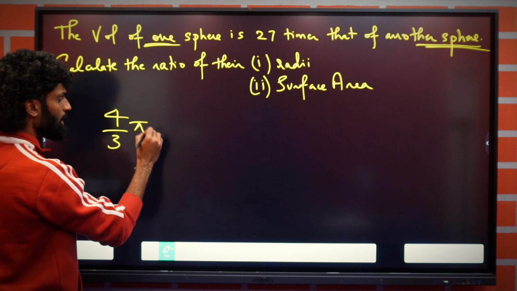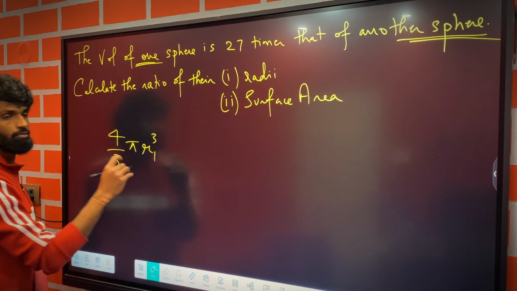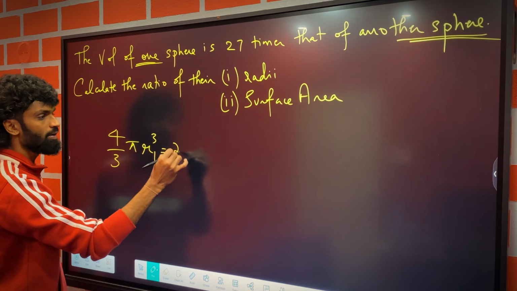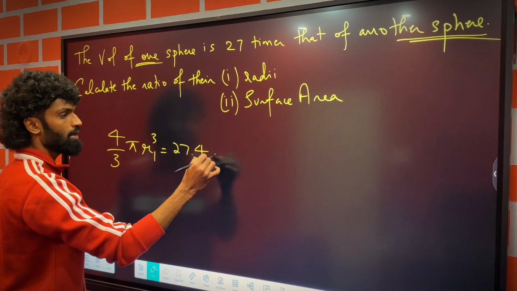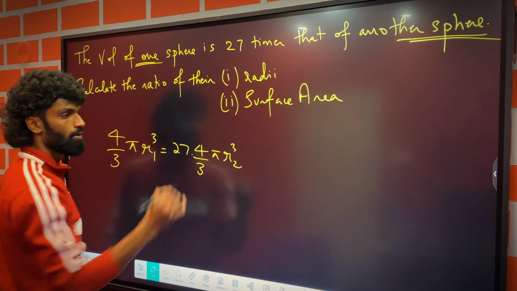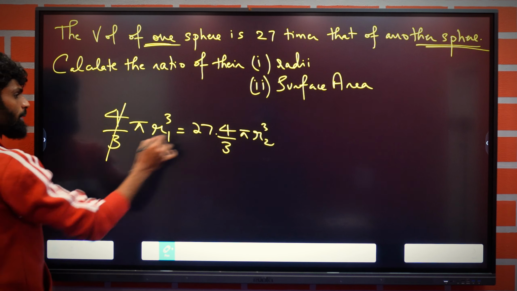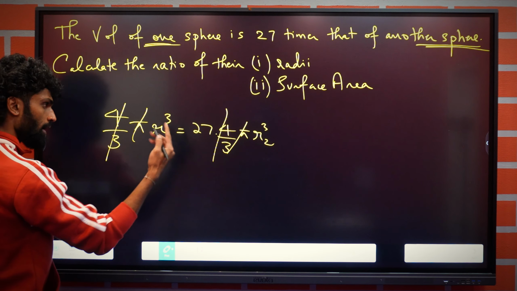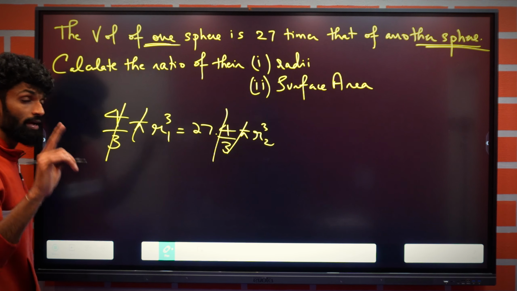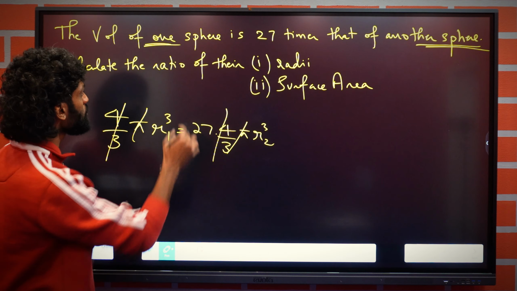4/3 π r1³, first sphere, equals 27 times 4/3 π r2³. That's it. So I use two different denotations for r. Now obviously what gets cancelled? 4/3 π as well as π. Bring all the r's to one side. It's important for us to do that because I'm supposed to find the ratio.